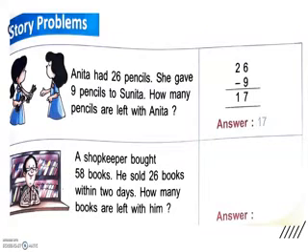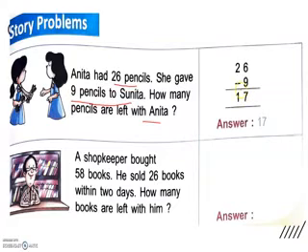Here we have the question: Anita had 26 pencils. She gave 9 pencils to Sunita. How many pencils are left with Anita? We know that Anita has 26 pencils and she gave 9 pencils to Sunita, which means 9 pencils are taken away from 26, which means 26 minus 9.